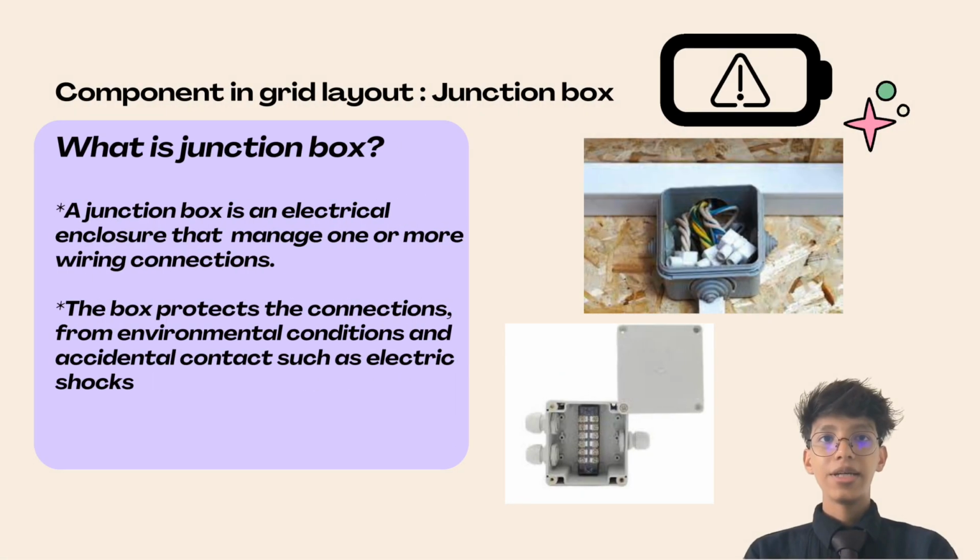The next component in grid layout is the junction box. A junction box is an electrical enclosure that manages one or more wiring connections. It usually contains neutral wires and grounding wires. Next, it has a function to protect the connection from environmental conditions and accidental contact such as electrical shocks.